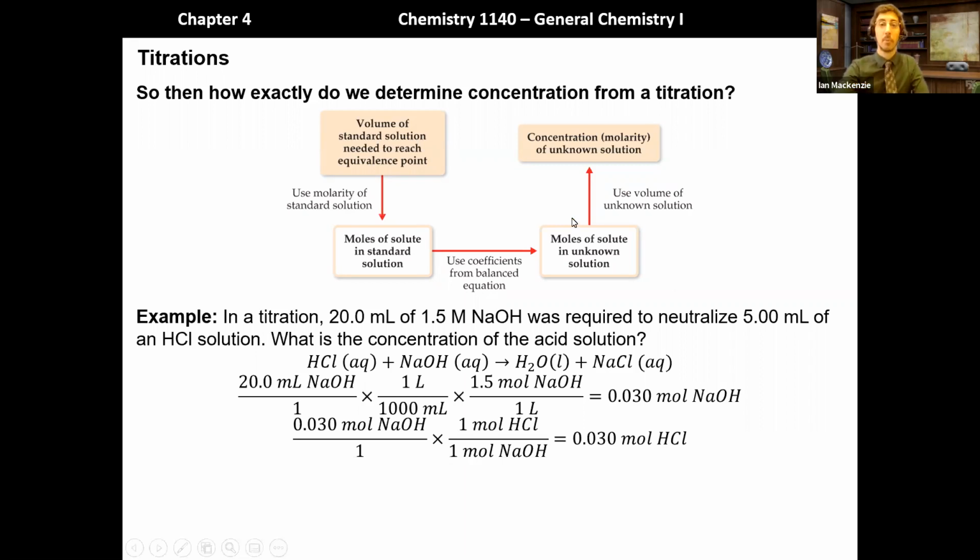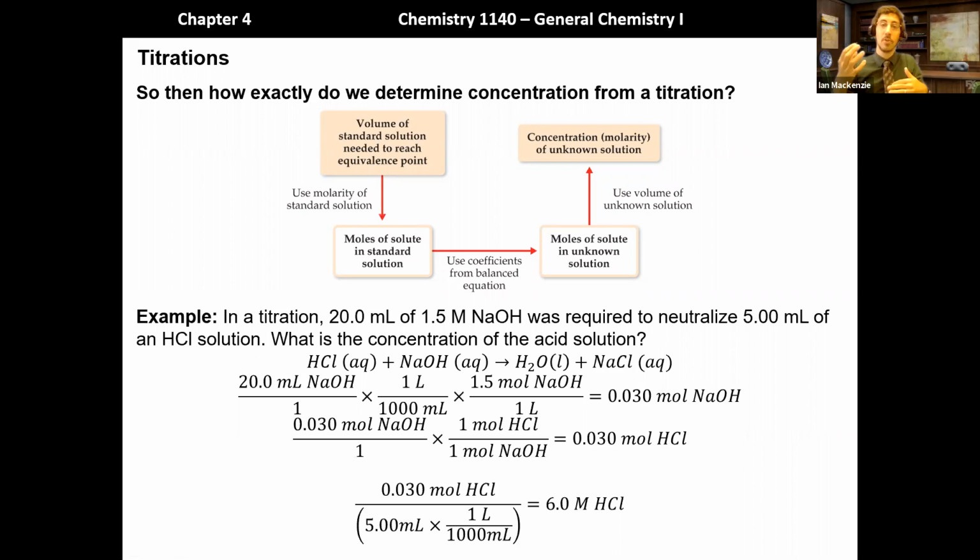Now that I know the moles of HCl, I also know the volume of HCl, that's shown here. And I can convert this volume to liters and then do moles per liter, that's molarity, to figure out the final concentration. So moles divided by the milliliters converted to liters, and I come out with the concentration of this acid solution being 6.0 molar. So that's a little bit about how you do dilutions and how you do titrations in solution chemistry.